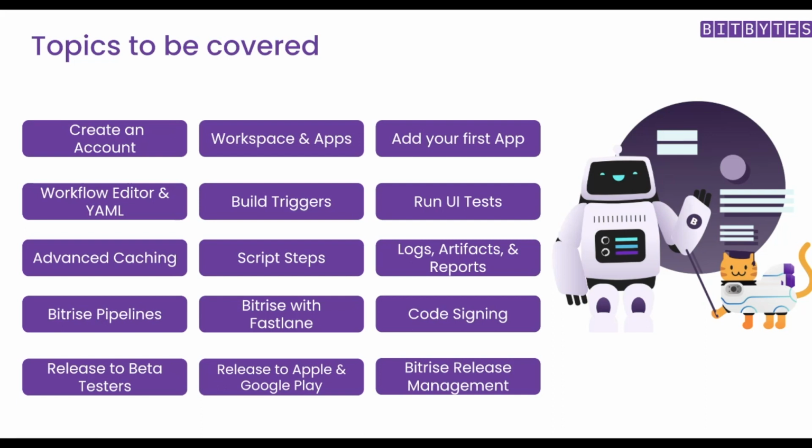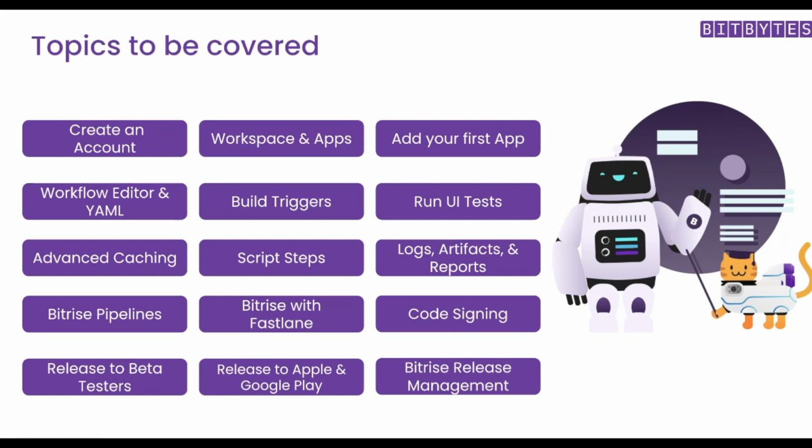Now we'll cover everything you need to know to get started, like creating a free Bitrise account, adding your first app, managing your app and workspace, using the workflow editor, triggering builds, running tests, and show you how to use caching to become more efficient. We'll also show you how to customize workflows with script steps, check build logs, artifacts, and test reports, and prepare your app for release with how-tos on code signing, beta releases, and App Store and Google Play Store submissions.